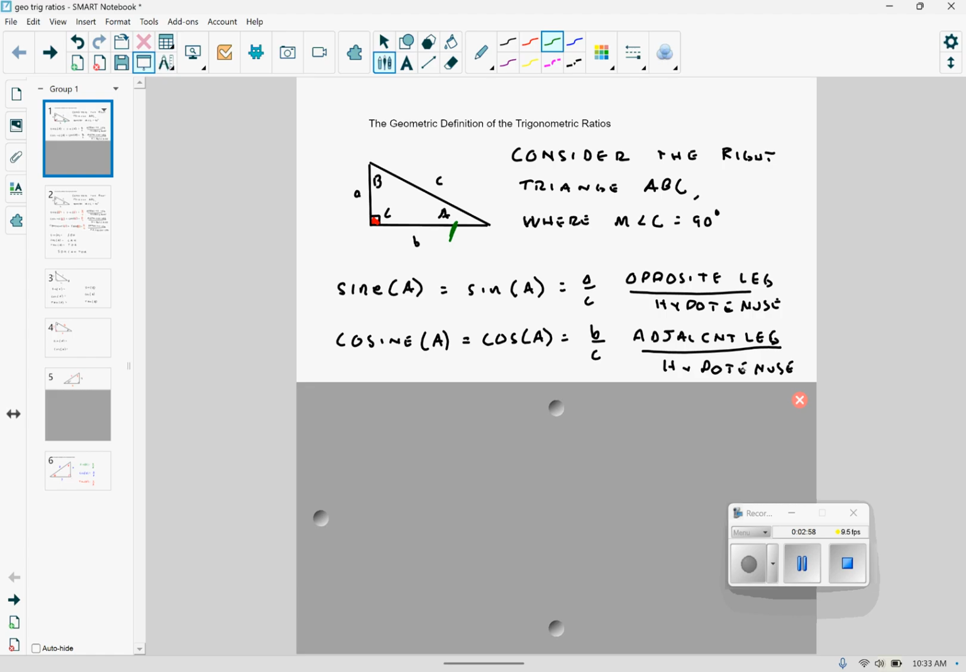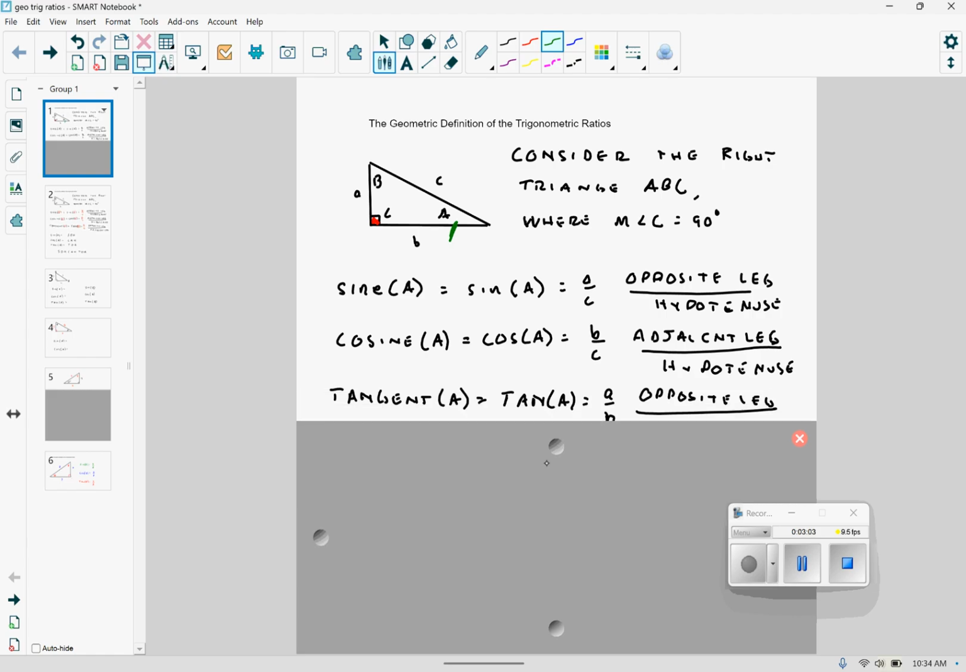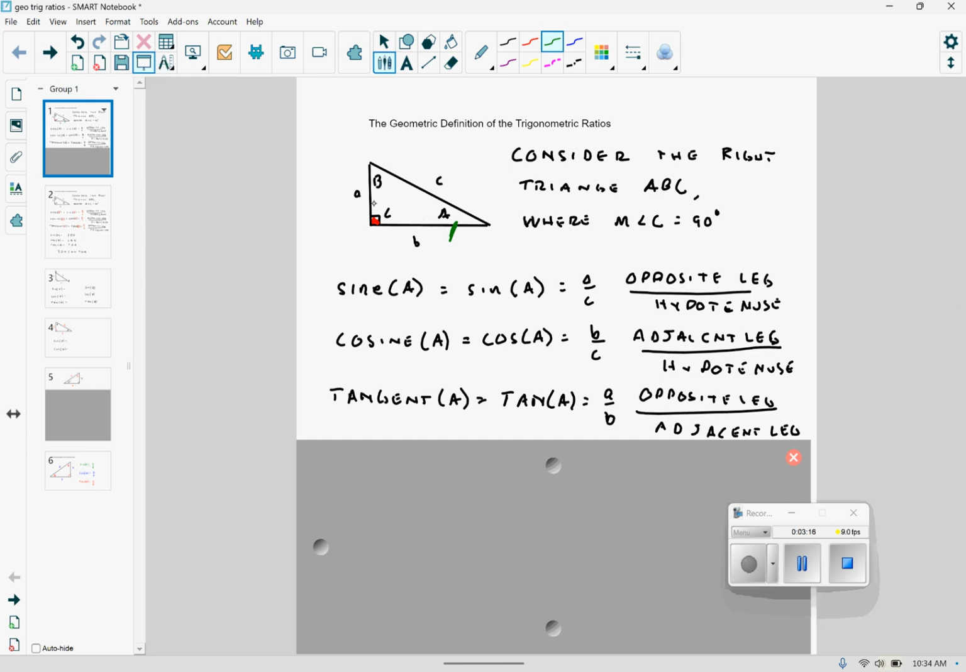And the other trigonometric ratio we're going to study right now today, review, is what we call the tangent of A, abbreviated TAN. The tangent of the angle A is going to be the opposite leg, the leg opposite A, which is a, divided by the adjacent leg b. So those are the three basic trigonometric ratios we're going to talk about today.